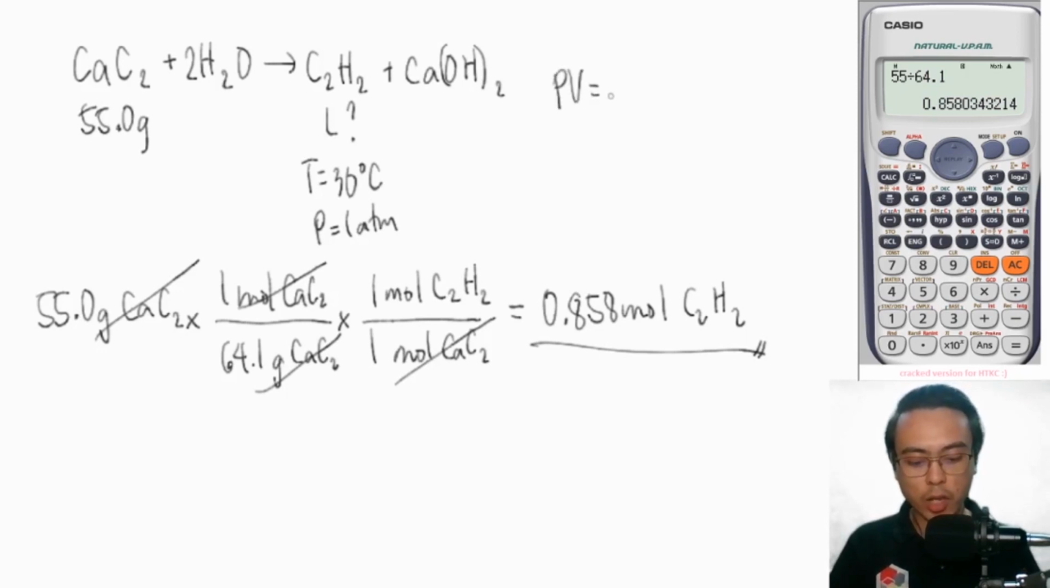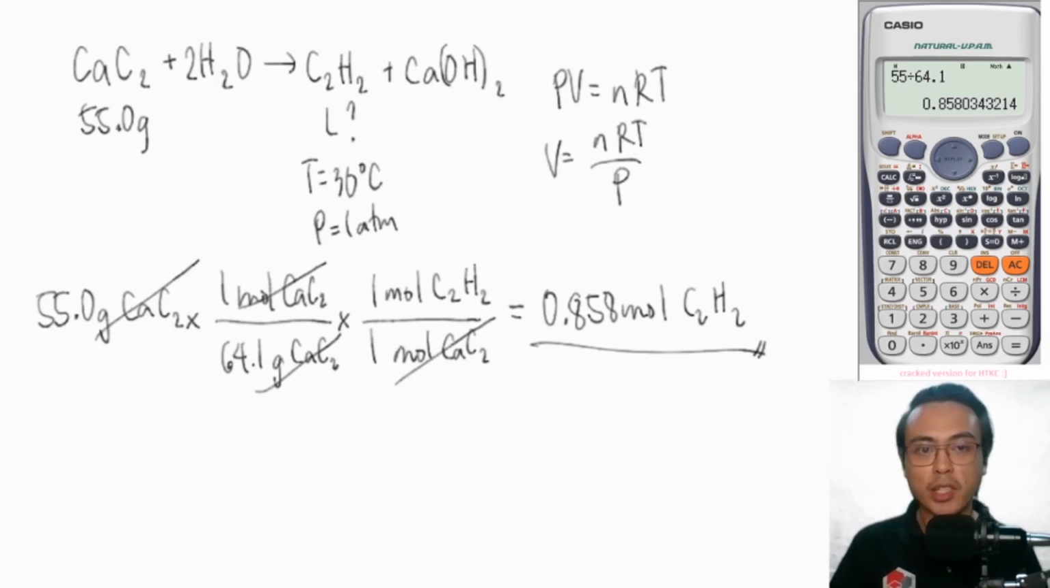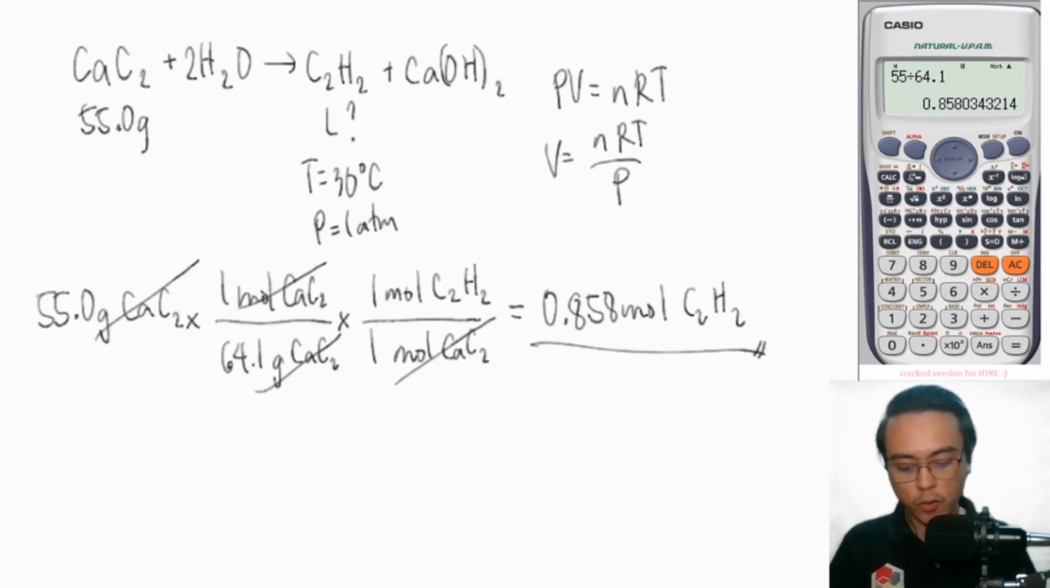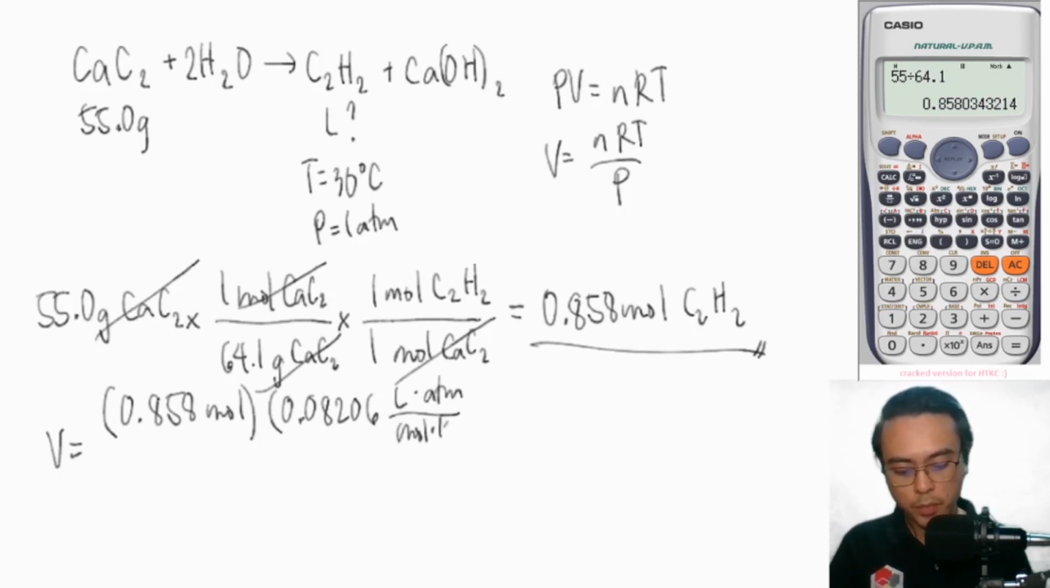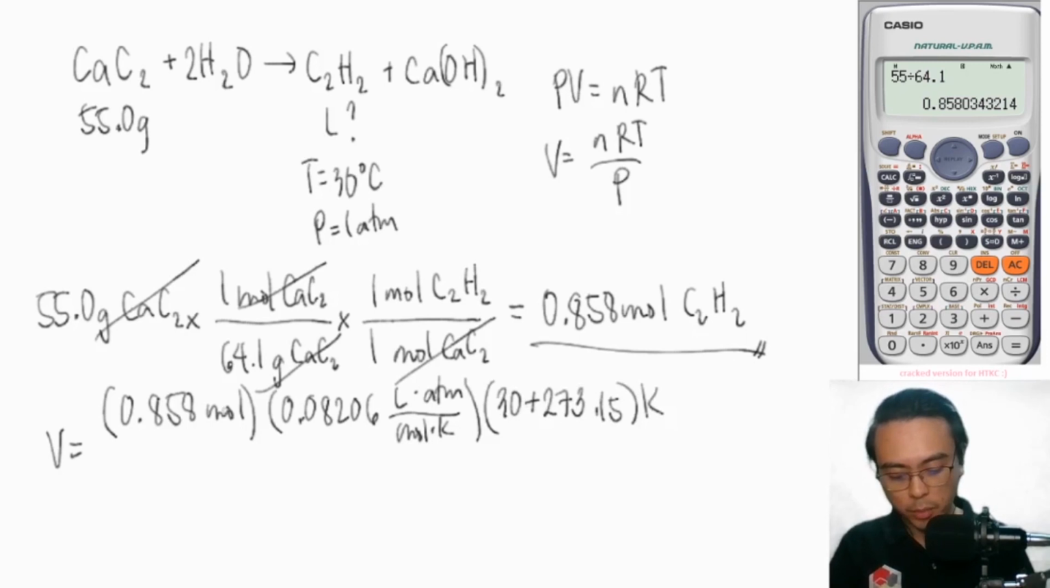That's PV equals nRT. Solving for volume, that becomes nRT over P. And substitute everything, we can find the volume of acetylene. Okay, so the volume is equal to number of moles 0.858 and then R, 0.08206 liter atmosphere per mole Kelvin multiplied by the temperature 30 degrees Celsius converting to Kelvin plus 273.15 divided by the pressure 1 atmosphere.